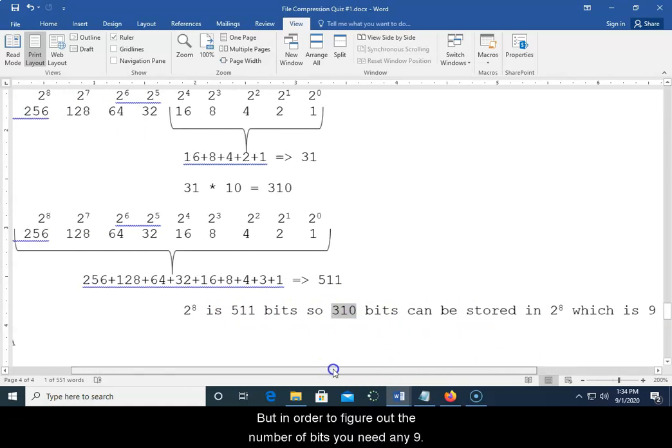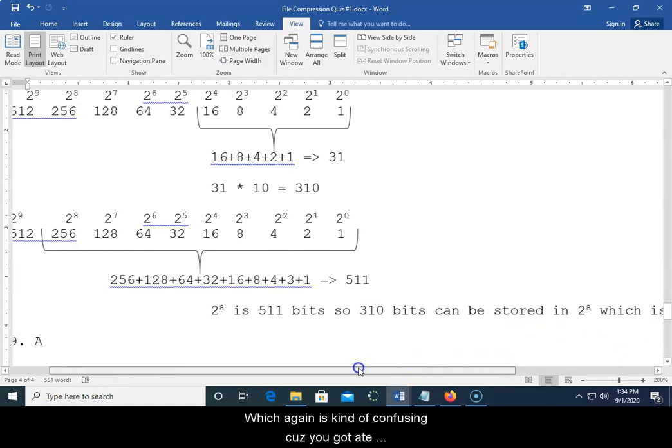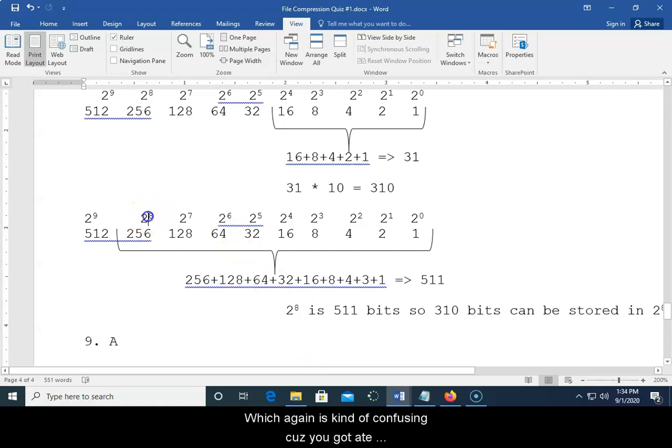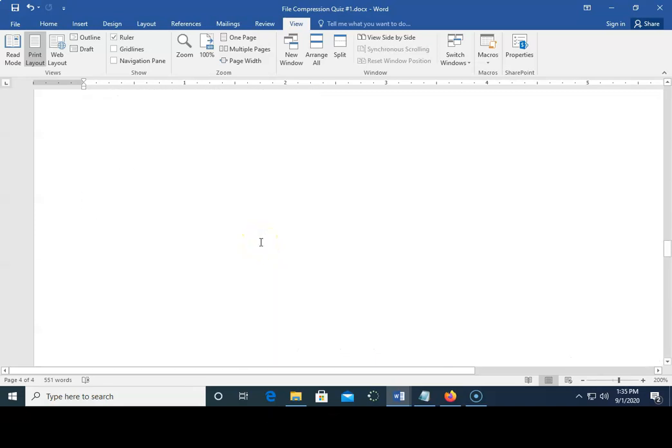But in order to figure out the number of bits, you need 9. Which again is kind of confusing because you've got 8 here, but you've got to remember you start at 0. So this is 1, 2, 3, 4, 5, 6, 7, 8, 9 bits of data right there. So that's how I figured that out. And again, I'm going to upload this so that you guys have the answers.